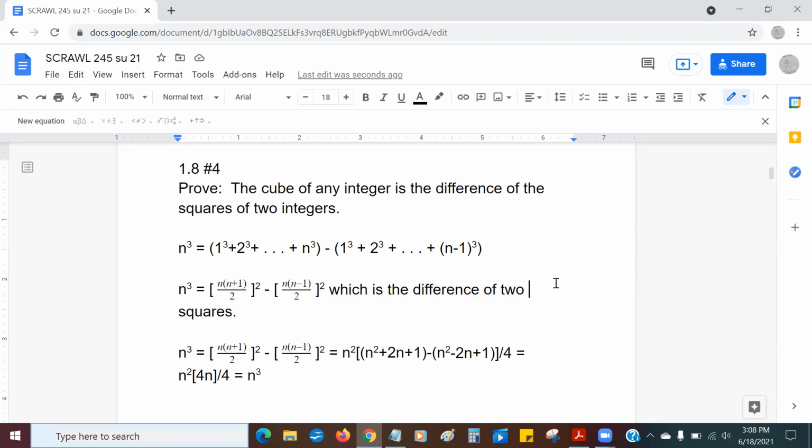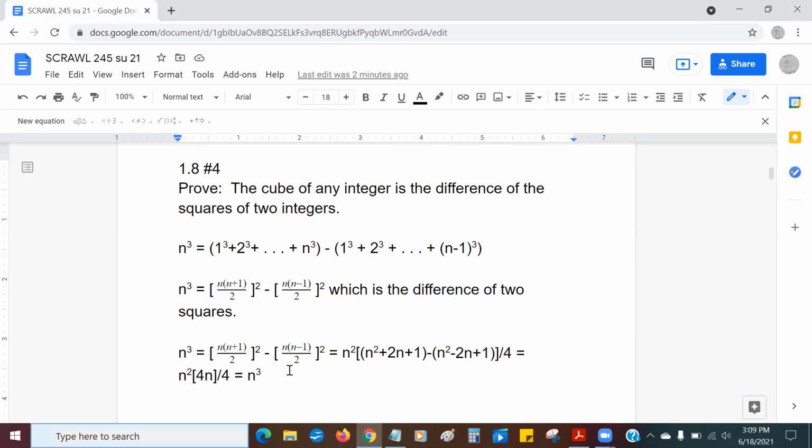Now, I don't know if you want to call this an alternate proof. You could call this checking the answer, or an alternate proof if you want. Either way, it doesn't matter. Suppose I start with this final result, just to show that this truly is an identity. I say n cubed is equal to n times (n plus 1) over 2, squared, minus n times (n minus 1) over 2, squared.